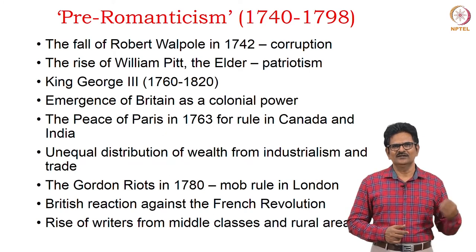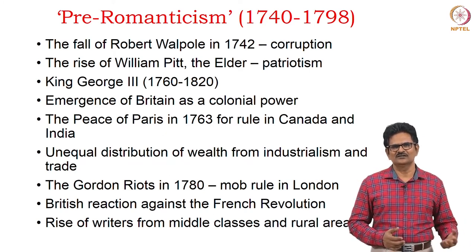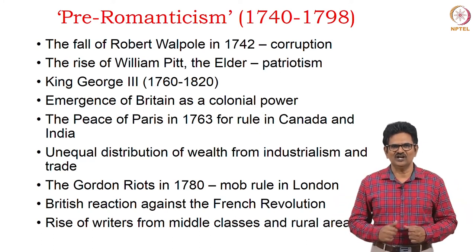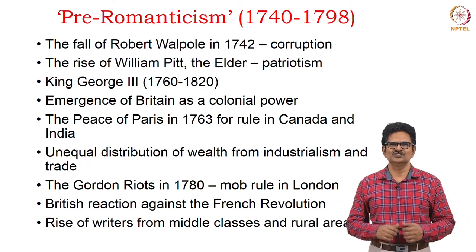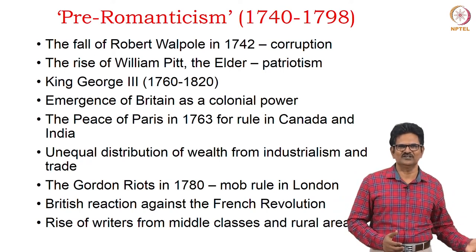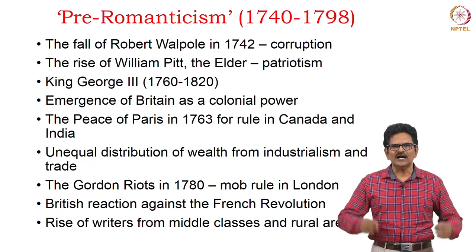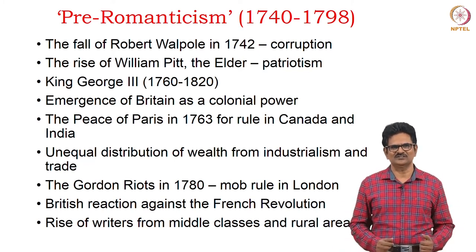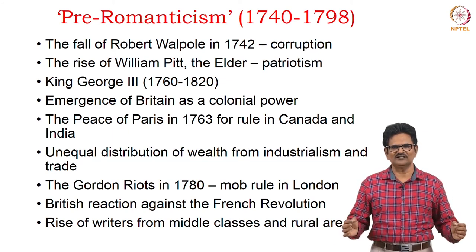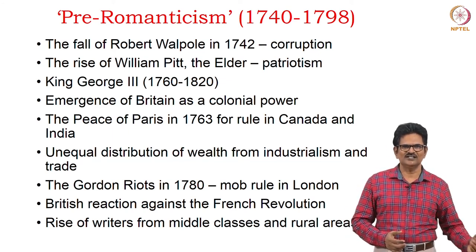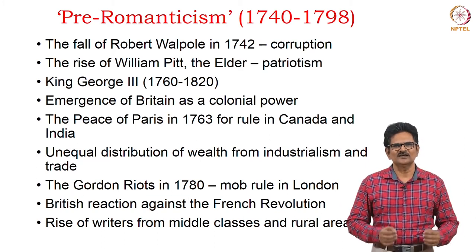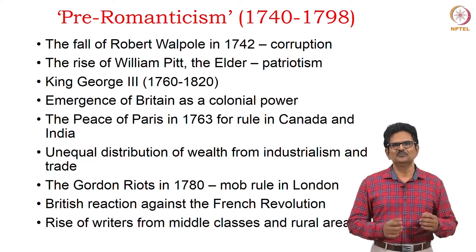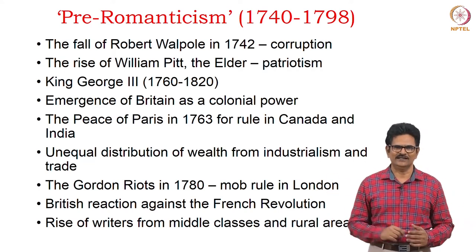Then we find William Pitt the Elder coming in the place of Robert Walpole, based on the idea of patriotism. And then we have King George III during the period from 1760 to 1820. At this time we notice that Britain was emerging as a colonial power. This colonial power was strengthened with the peace treaty known as the Peace of Paris, signed in 1763. And this meant Britain could rule Canada and India.